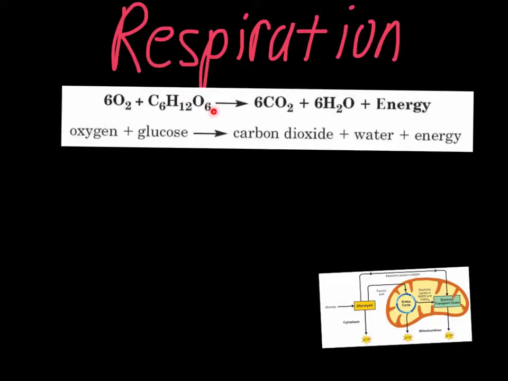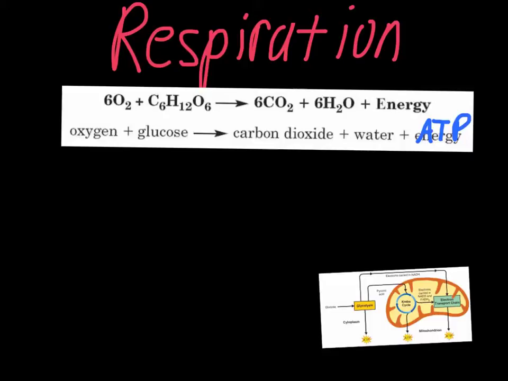Well, now those things are the reactants. Those are the things on the left-hand side of the equation. The products on the right-hand side are carbon dioxide, water, and energy. Now, technically, this energy is ATP. So even though it says energy down there at the bottom, you should know that that's the energy that's being created during this process.